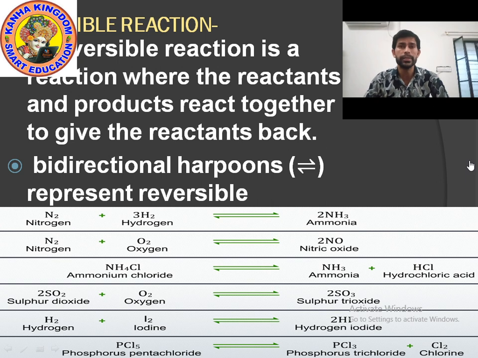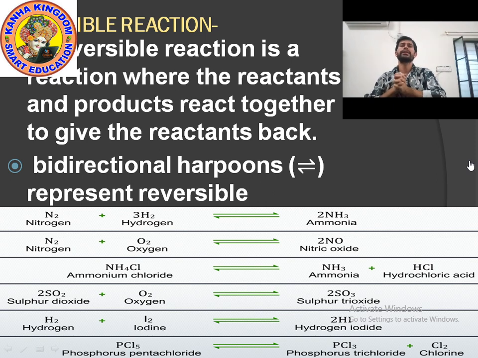Look at the third equation, ammonium chloride. The formula of ammonium chloride is NH4Cl. NH4Cl can break down into ammonia and hydrochloric acid, meaning NH3 and HCl. But it is a reversible reaction, so we can again get ammonium chloride.